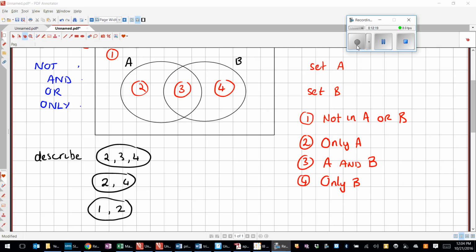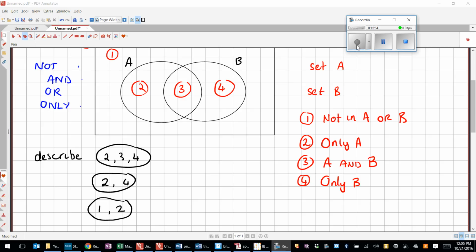If something was in regions 2, 3, or 4, it could be in set A, or it could be in set B. Okay, now we're starting to use the right words. Or both. That's what you said. So set A, or set B, or both is what we would say for regions 2, 3, and 4.